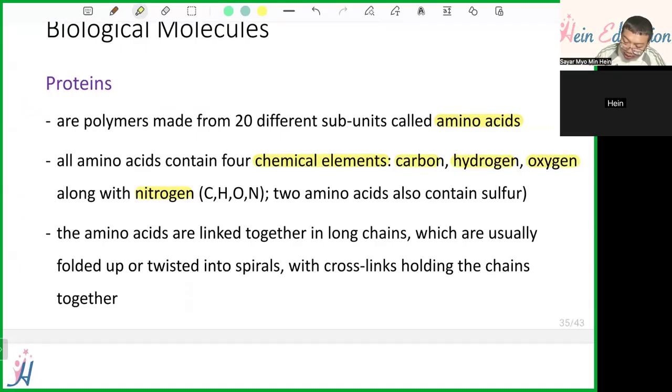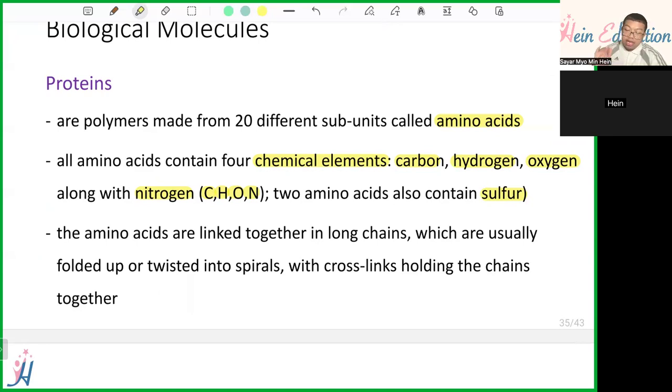Sometimes they also contain sulfur, right? So CHON: carbon, hydrogen, oxygen, nitrogen, and sometimes two amino acids contain sulfur. The amino acids are linked together in a long chain, which can usually be folded up or twisted into a spiral with cross links holding the chains together.